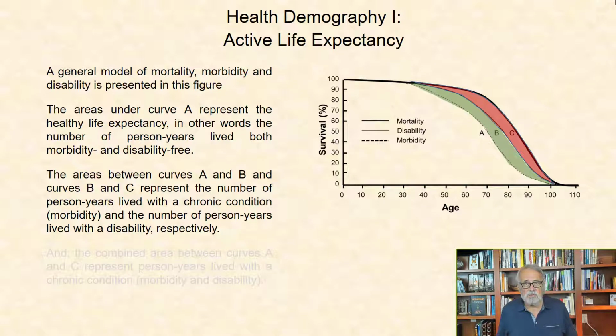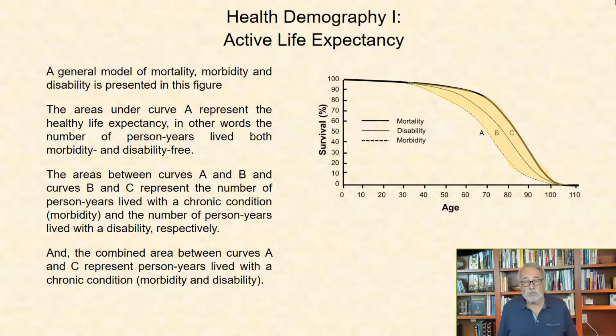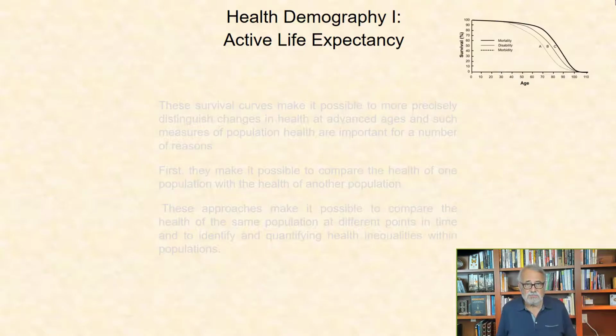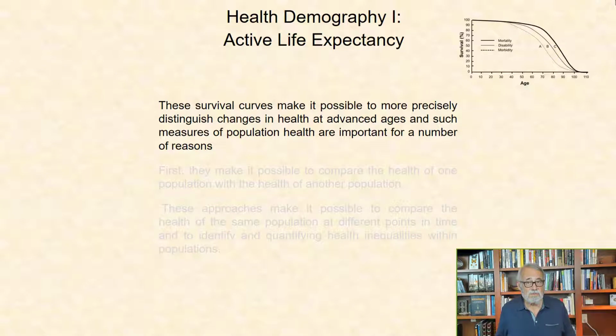The areas between curves A and B and curves B and C represent the number of person years lived with a chronic condition, that is morbidity, and the number of person years lived with a disability, respectively. And the combined area between curves A and C represents person years lived with a chronic condition, morbidity, and disability. These survival curves make it possible to more precisely distinguish changes in health at advanced ages, and such measures of population health are important for a number of reasons.